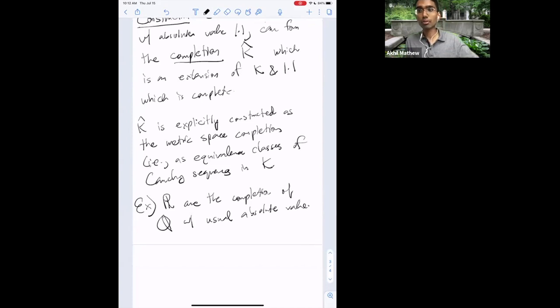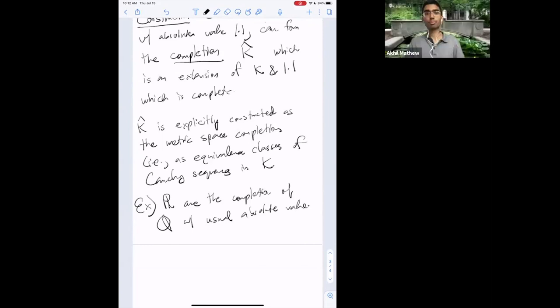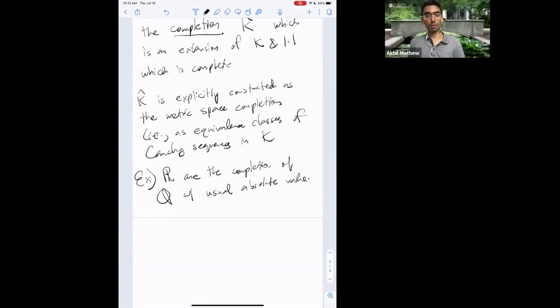There's a question. Yeah, just go ahead. I wanted to ask, just to make sure I remember things correctly, this completion, if we have a valued field K, is unique up to isometric isomorphism, right? So any other completion is not just isometric, but also isomorphic as fields. Yes. Great, thank you. Yes, it's completely canonical, like the completion of the metric space. Thanks for the question.